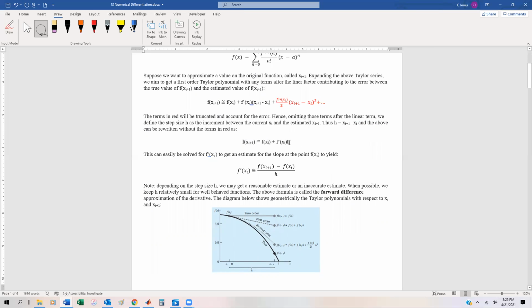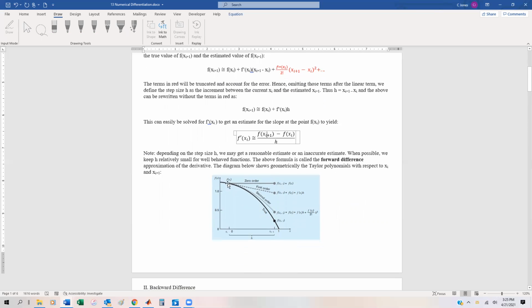Let's let h be the step size, in other words, the difference between x sub i plus 1 and x sub i. What we could do is solve for the derivative, and then we get this formula. This is called a forward difference formula. So if we add the step size to x, take f(x sub i + h) minus f(x sub i), divided by h, that is going to be equal to our derivative at x sub i.